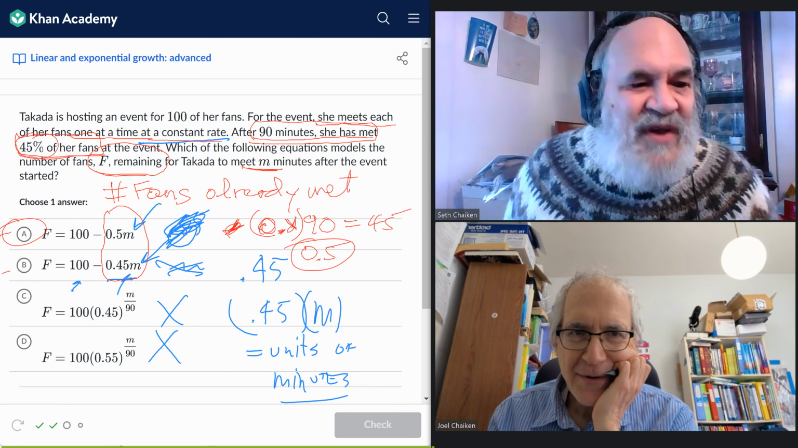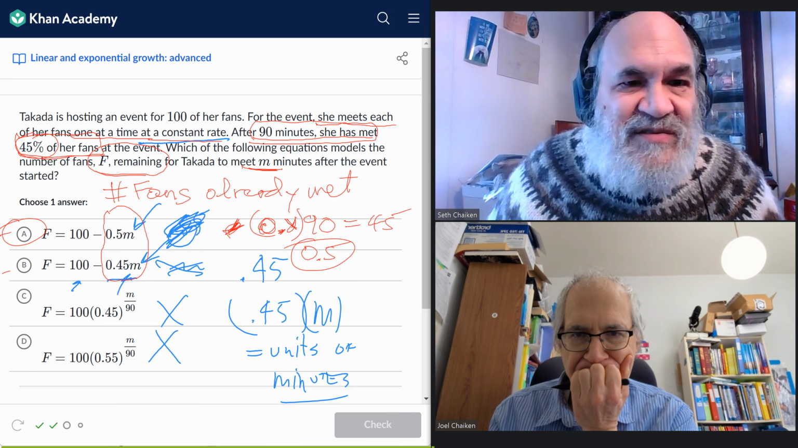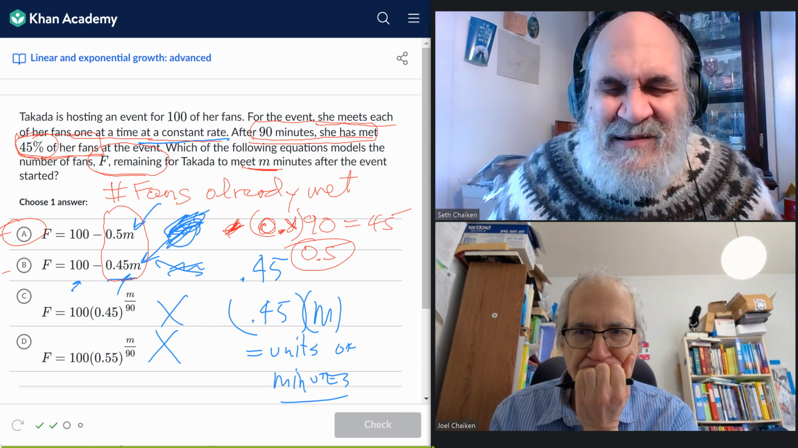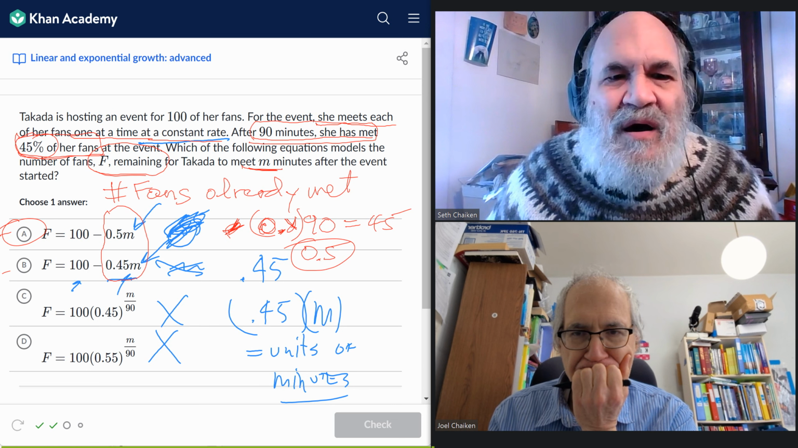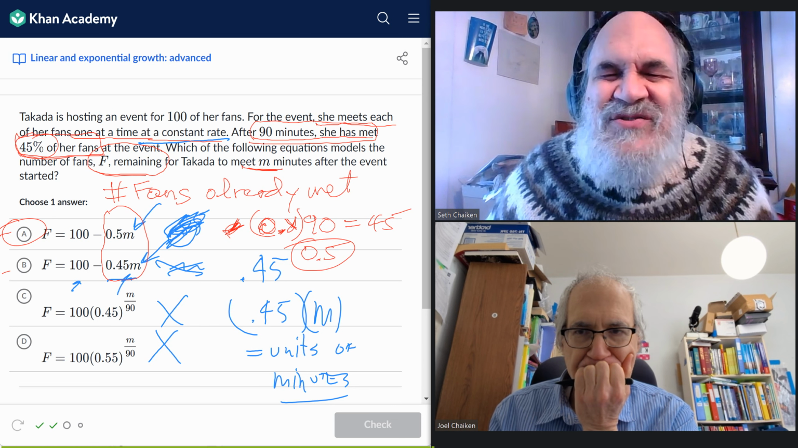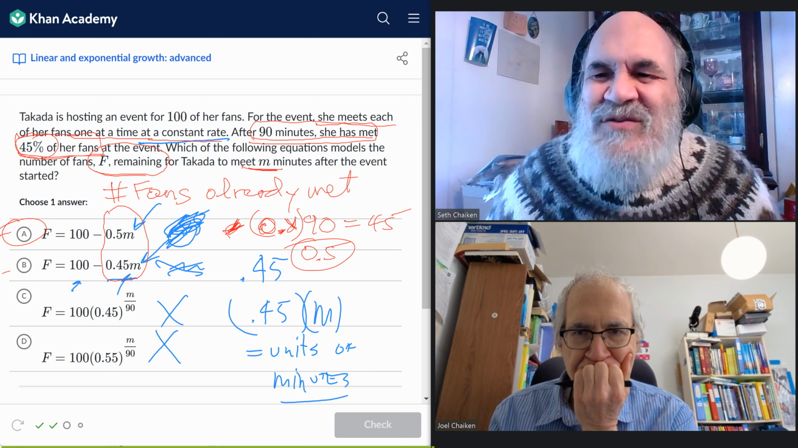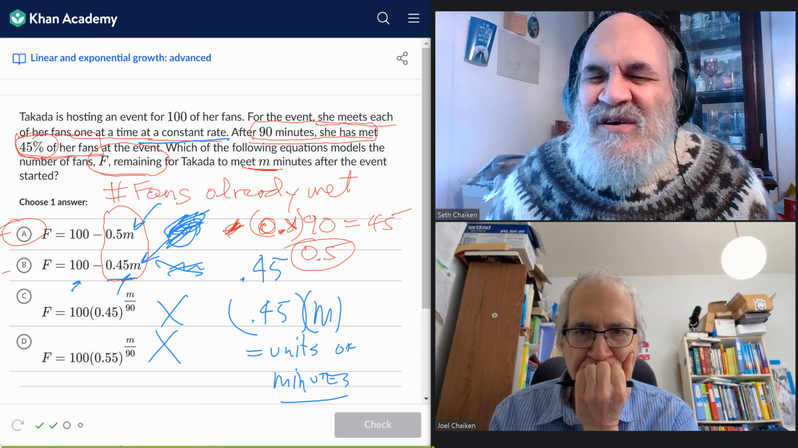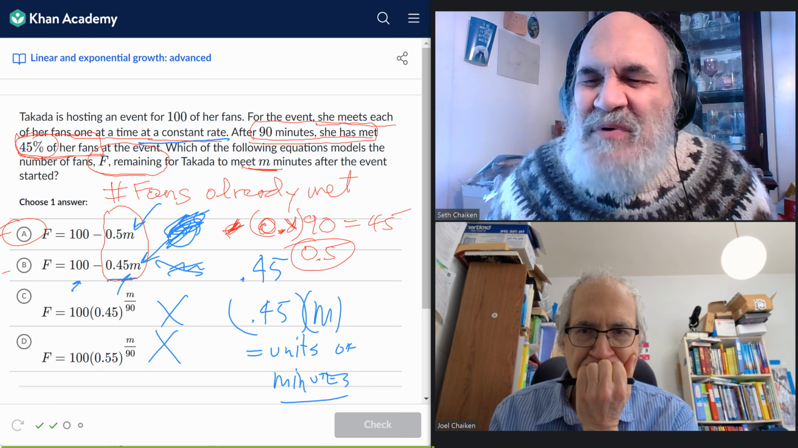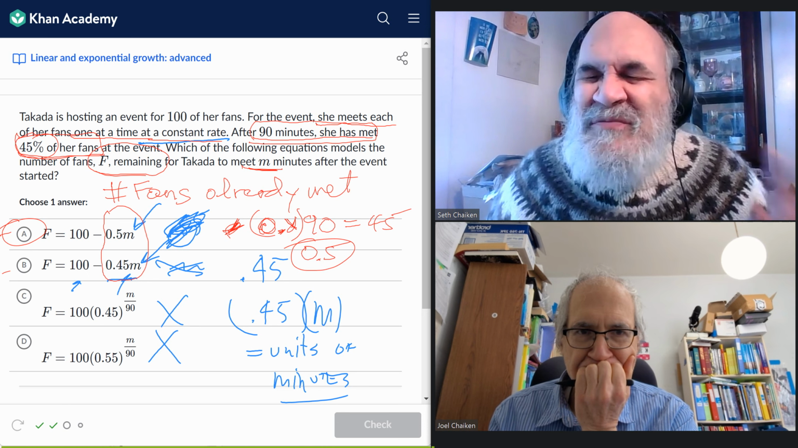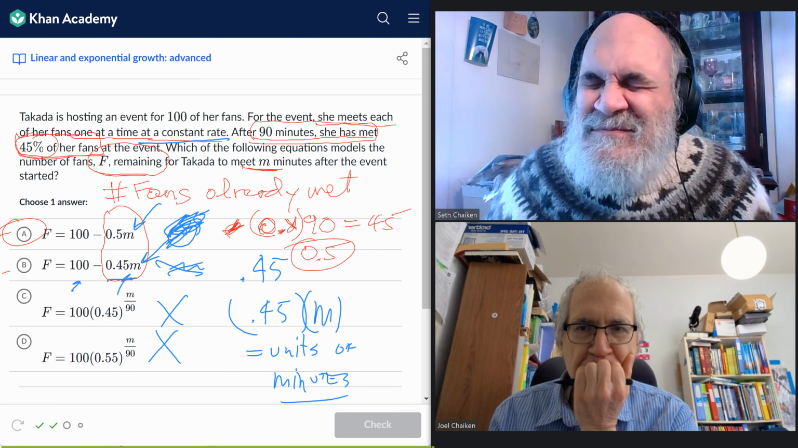I'm not sure. It's because they tell you the data is the number of fans that she met, but F is the number of fans remaining. And the formulas for F are in terms of the original number and the number that she met. So you could cut out the middleman and simply solve the problem in terms of the number of fans that she met after the first 90 minutes, which I tell you.